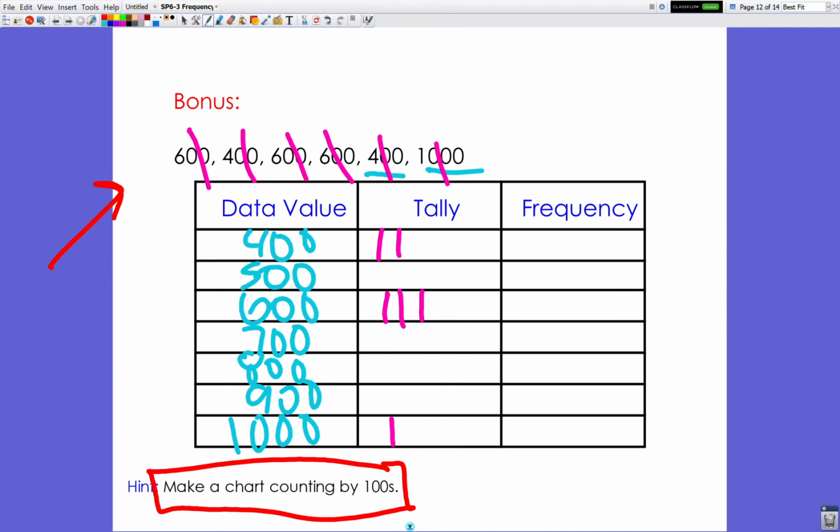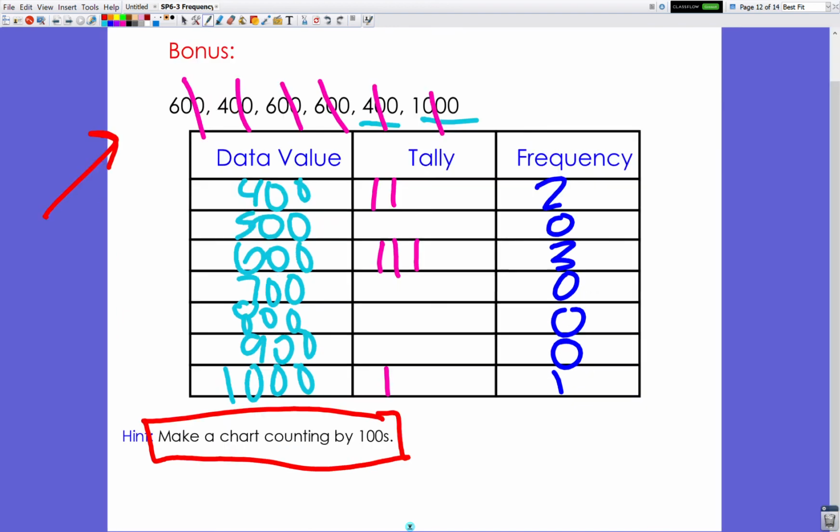And now our frequencies. 400 has 2. 500 has a 0 in this cell because there's no frequency. This is 3. Several zeros because there's no frequencies for those. And then 1,000 is a 1. And now we're ready to calculate our mean.